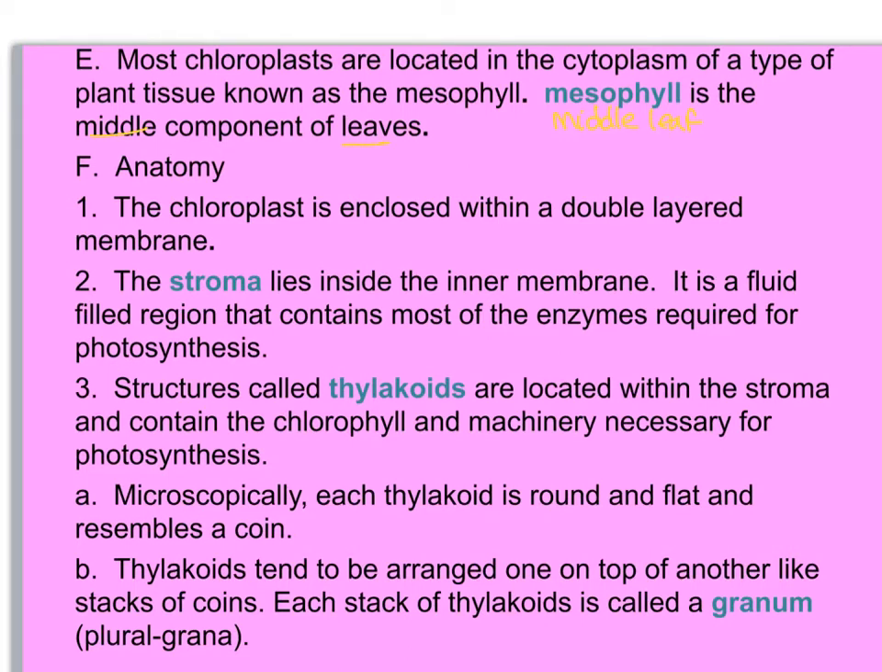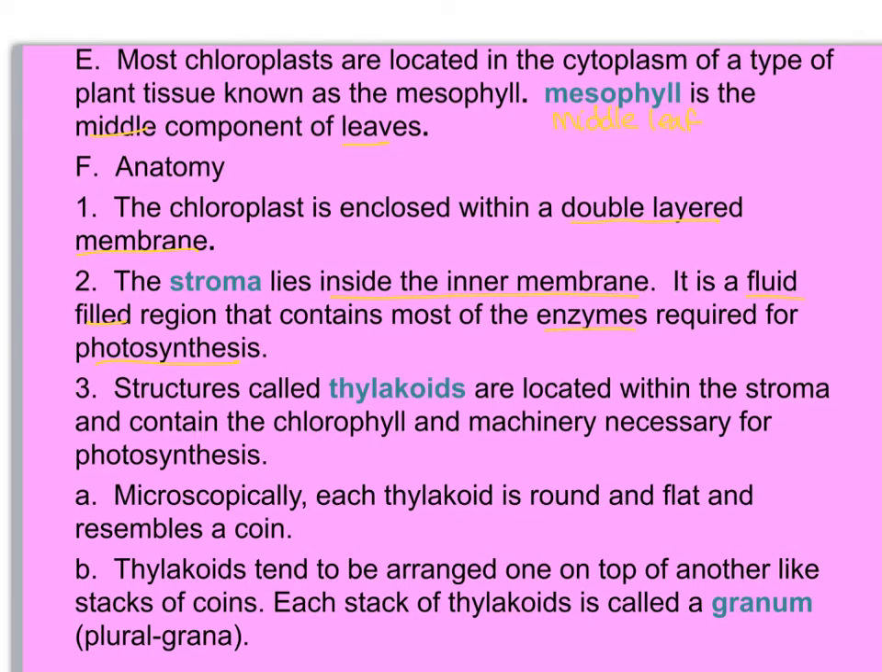So anyway, basic anatomy or structure of a chloroplast. Chloroplasts are known to have a double-layered membrane. This is one of the reasons why evolutionary theorists think that chloroplasts once were cells of their own. Anyway, so then you have the stroma. That's inside the inner membrane. It's a fluid-filled region, so it's kind of like the cytoplasm for the chloroplast, and this is where lots of enzymes for photosynthesis are going to be found.